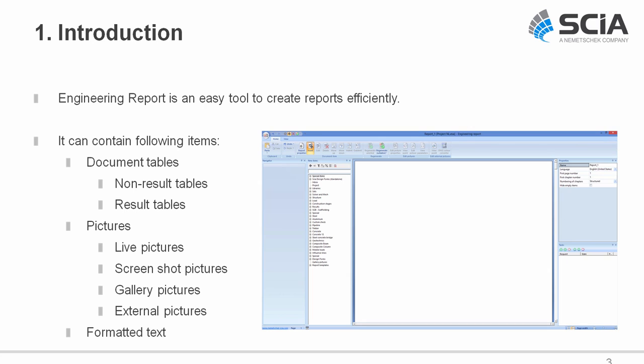The engineering report is an easy tool to create reports efficiently. It can contain document tables or pictures. The document tables can be with results or without results, and the pictures, they can be live, screenshot pictures, pictures from the gallery, or pictures from external programs. As a user, it is also possible to insert some formatted text.